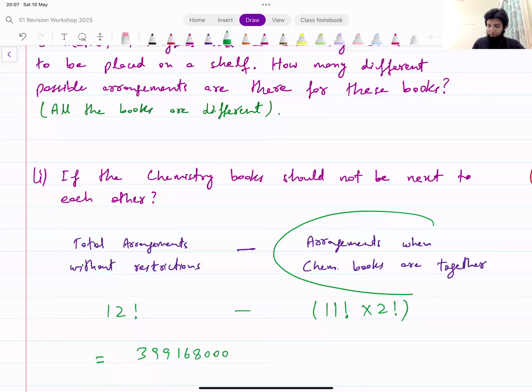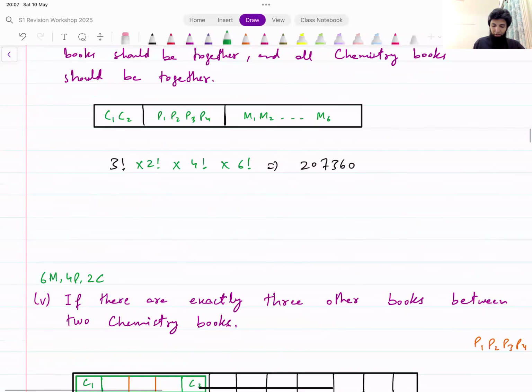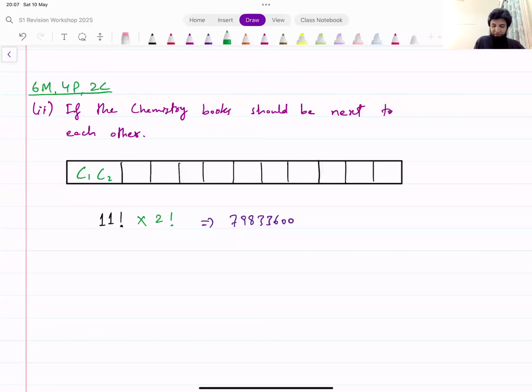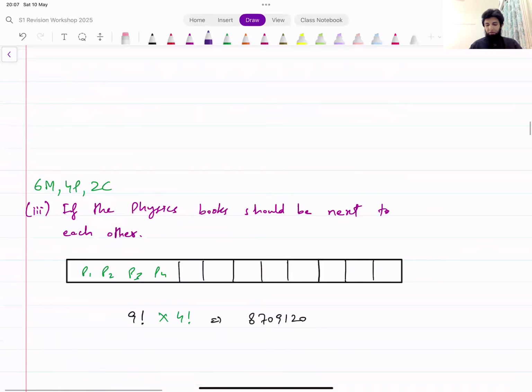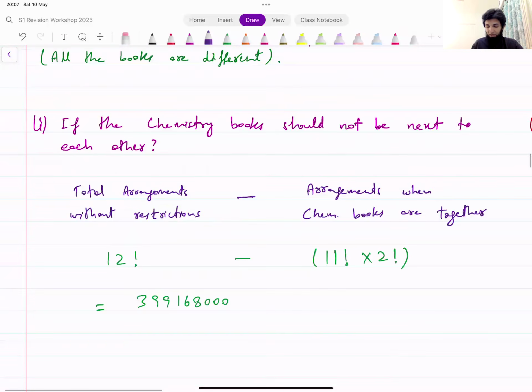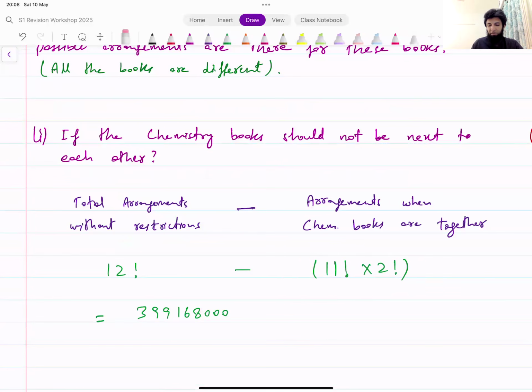Now, how do you find the case that the chemistry books are together? Remember, we did this earlier. There were 12 boxes initially. We merged 2 of them. That leaves us with 11 boxes. So that's 11 factorial. And then the chemistry books can be arranged in 2 factorial ways. We multiply them and we get the result. So that's what we do here. We subtract from the total 11 factorial times 2 factorial, and that gives us the result.